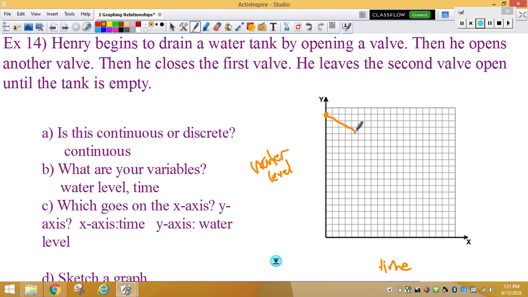Then he opens another valve. So let's think about this. If 2 valves are open, is your water still going to go down, but is it going to go down slower or faster? If you have 2 valves open, it's going to empty out faster. So I'm going to make it steeper because 2 valves are open, right? Then it says, then he closes the first valve, which means it's still going to go down, but just not as fast. And he leaves the second valve open until the tank is empty. So I'm going to keep going until my tank is empty. So that's that last graph.